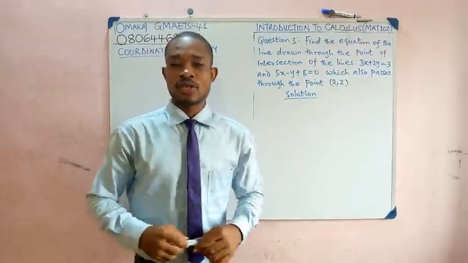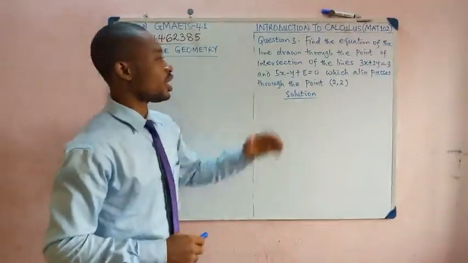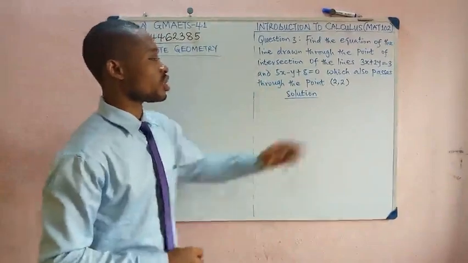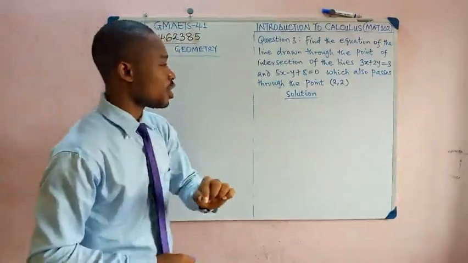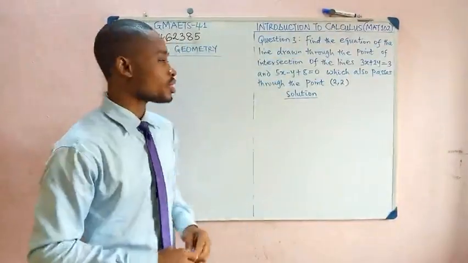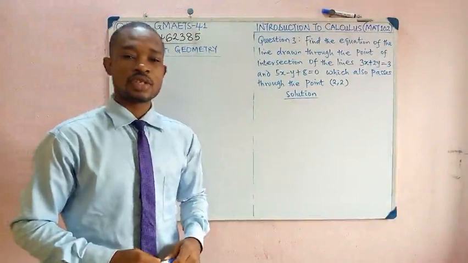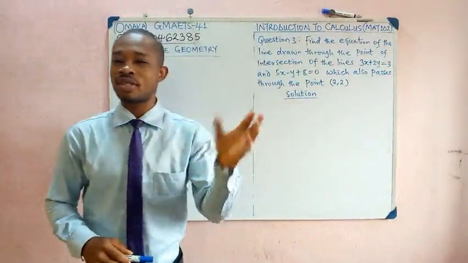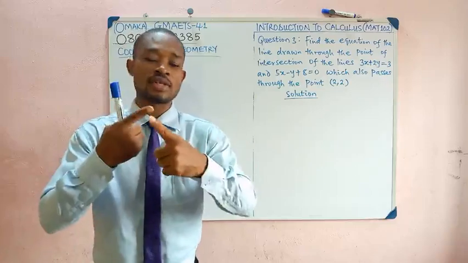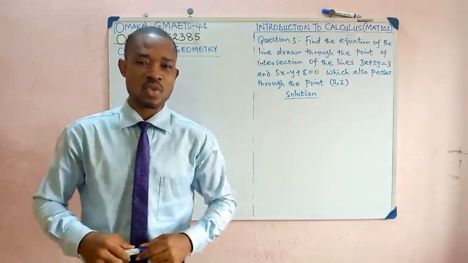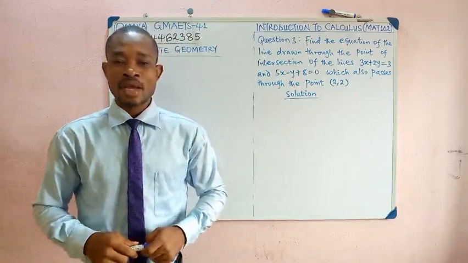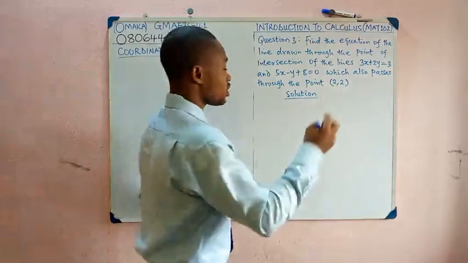Let us look at this question number 3 on the board. We have to find the equation of the line drawn through the point of intersection of the lines 3x plus 2y equal to 3 and 5x minus y plus 8 equal to 0, which also passes through the point 2, 2. Now if you look at this problem, you would recall what we said in our previous class, that when two loci intersect, you can obtain the coordinates of the point of intersection by solving a simultaneous equation. Did you remember that? And that will help us to get the coordinates of the point of intersection.